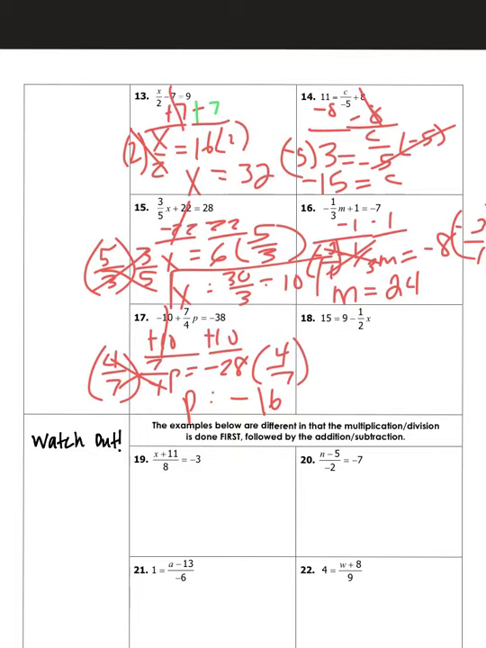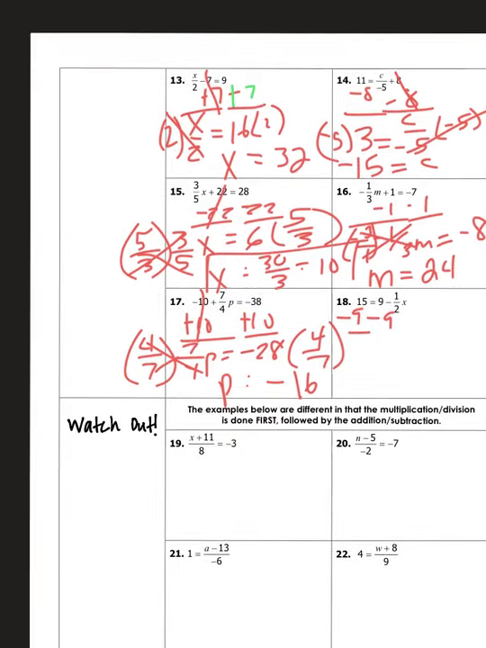Number 18. Subtract 9 from both sides. Cancels out. Negative 1/2 x equals 6. And instead of dividing by negative 1/2, we're going to multiply by negative 1/2 on both sides. Sorry for the jumbledness there. And 6 times negative 1/2, that's negative 6 over 2 equals x. And negative 6 divided by 2 is negative 3.